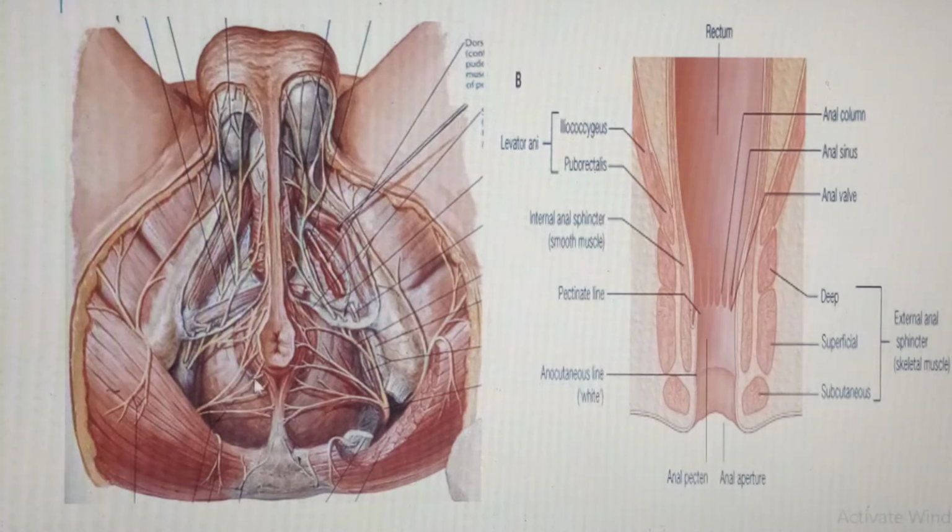Now, how about the lateral boundary? The lateral boundary that we have over here is this muscle which leaves the pelvis through the lesser sciatic foramen, and that muscle is the obturator internus muscle. And you know that this obturator internus muscle has its own fascial covering, known as the obturator fascia. That is what we are going to find over here.